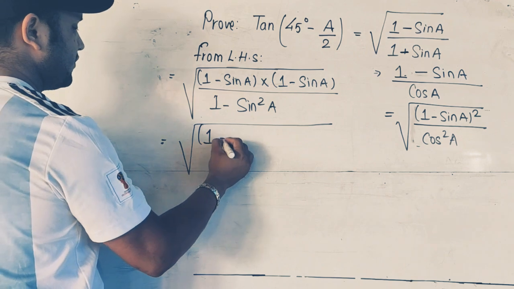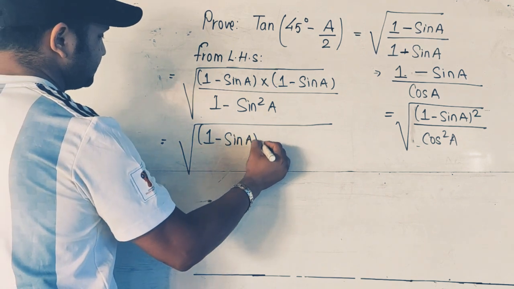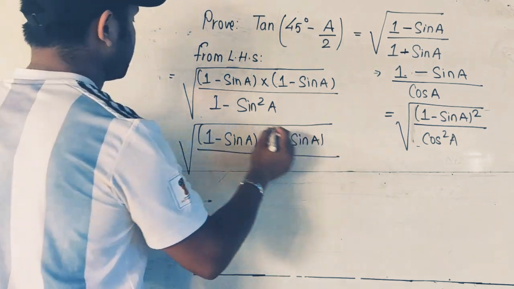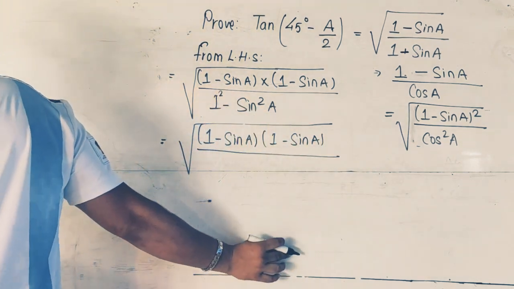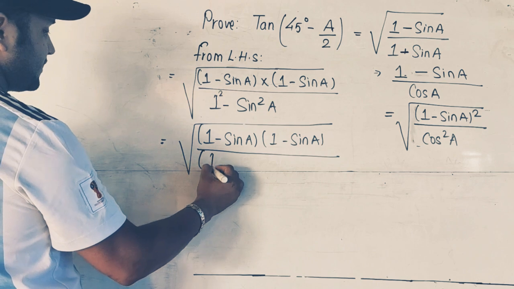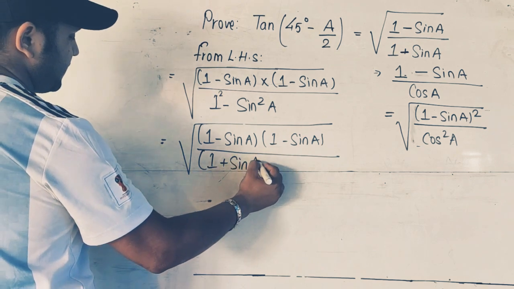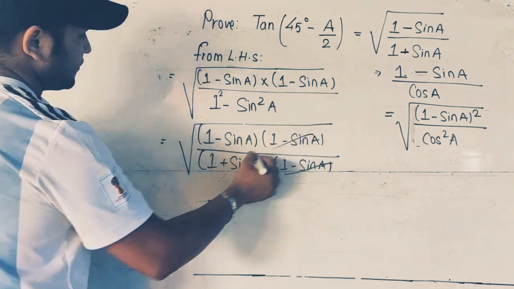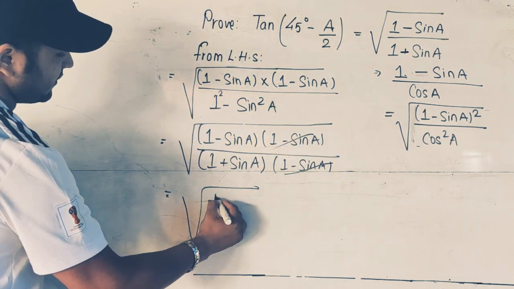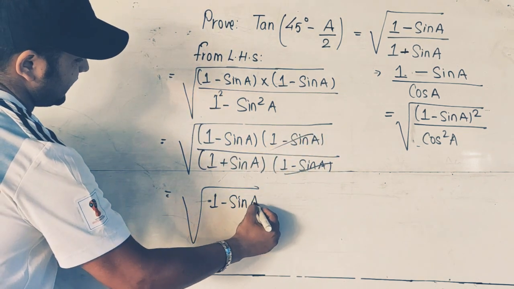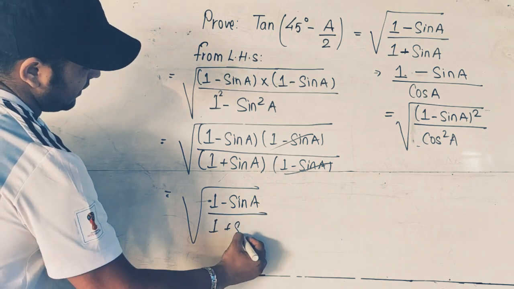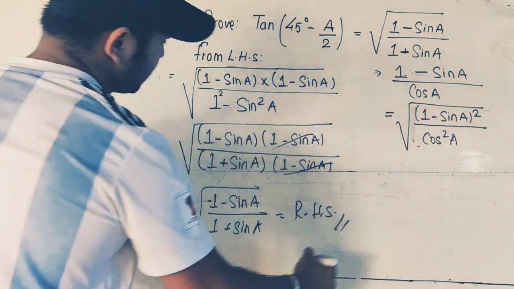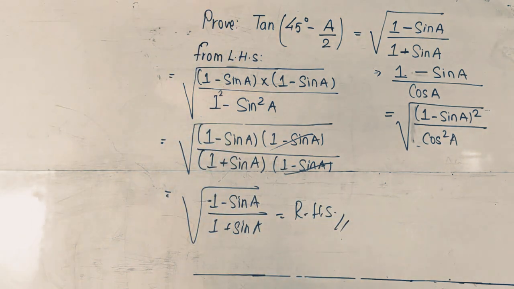Now we can write here 1 minus sin a, 1 minus sin a, and in the denominator you can introduce the formula a square minus b square. The formula of a square minus b square is a plus b, a minus b. So we can cancel these two. Now what is left here is 1 minus sin a by 1 plus sin a, which is our RHS. So this is how we prove the given problem.